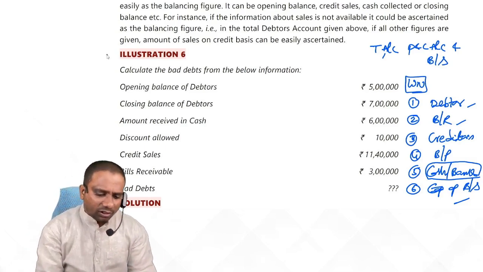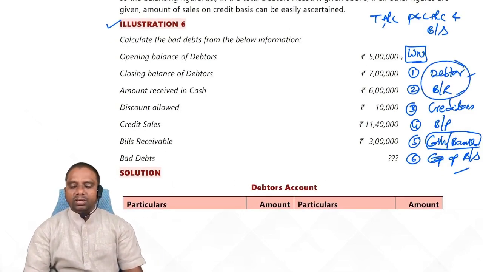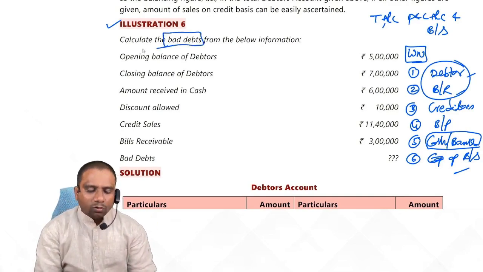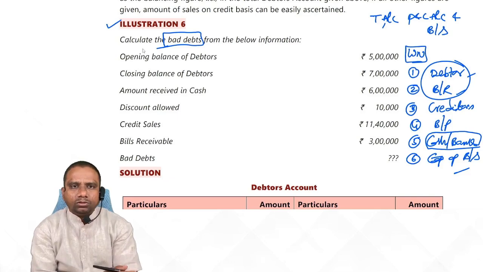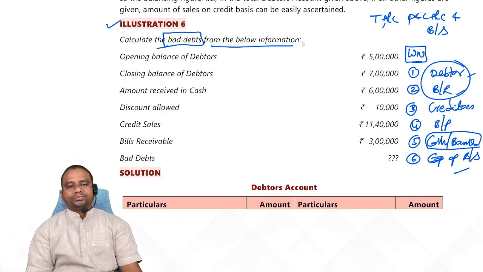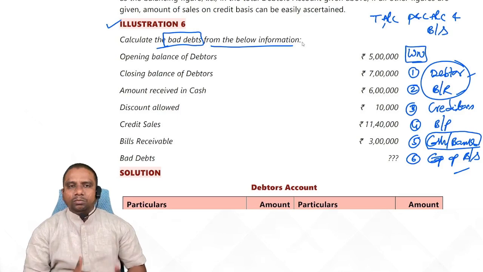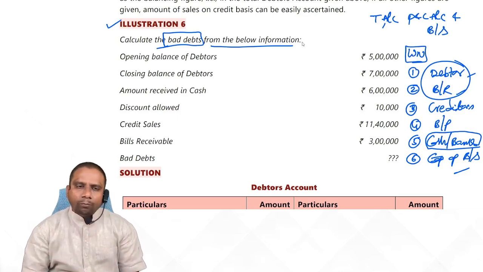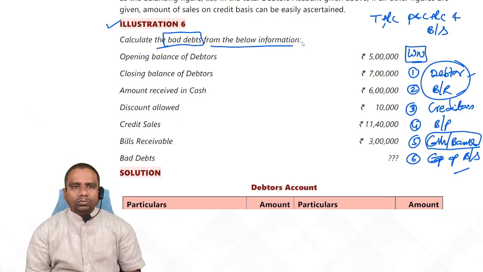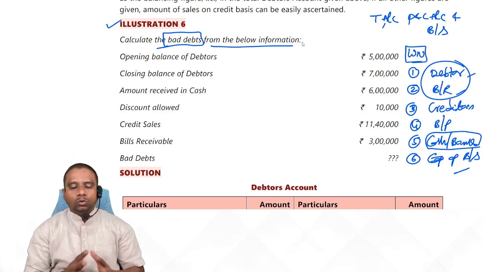So now look at illustration 6. Illustration 6 is regarding how to prepare the debtor account and bills receivable account. Observe. Calculate bad debts. This type of problem they have given earlier, students, in the September 2024 paper. Calculate bad debts from the following information. First, remember one more thing: here we are converting the incomplete information into complete information. Most of the information given in the problem might be recorded in two places. Do remember that.